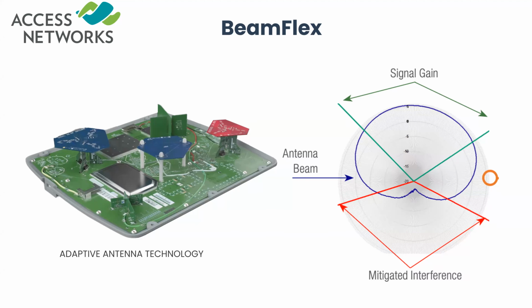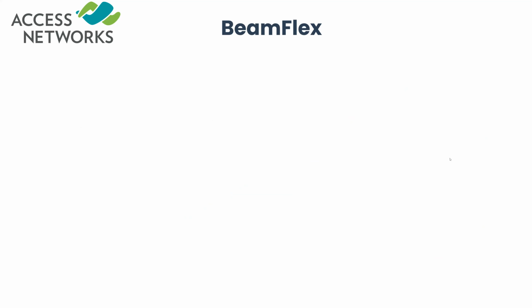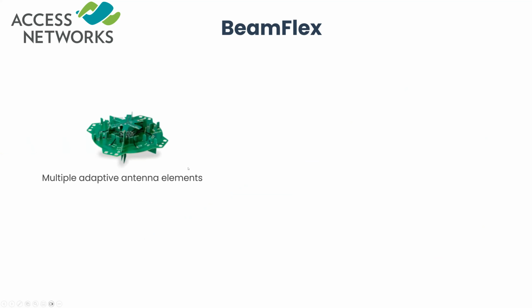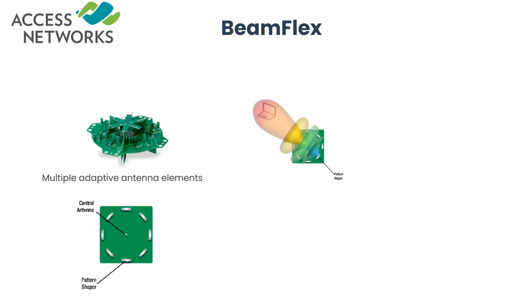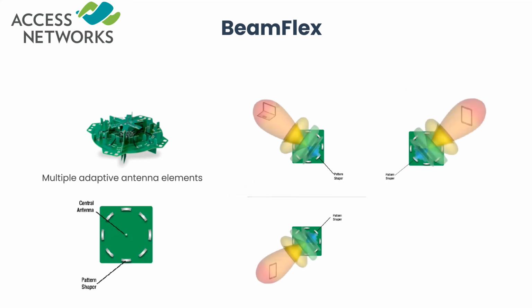Now, that's really cool. And how it works is literally you have what's called multiple adaptive antenna elements in there. And these pattern shapers are around a central antenna element. And what happens is through software, they turn on and off these pattern shapers to focus the RF energy in the one direction of the client device that they're wanting to talk to. And they do this super fast, 400 milliseconds, boom, boom, boom, boom.